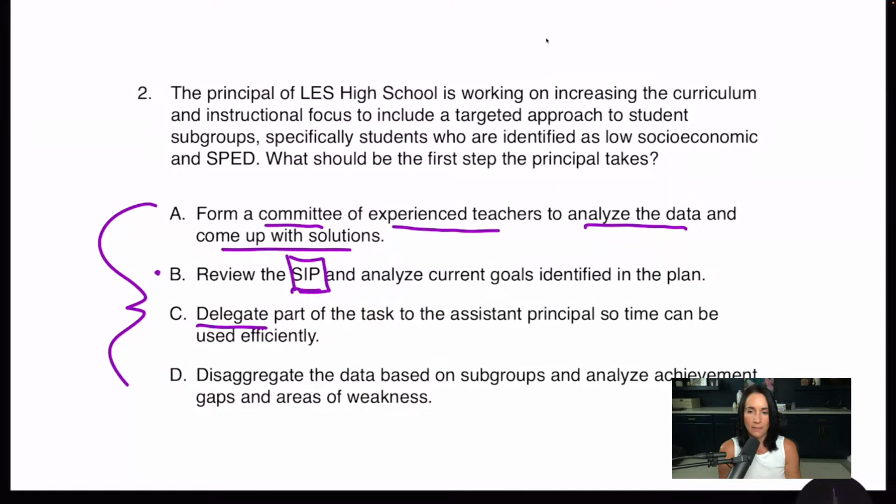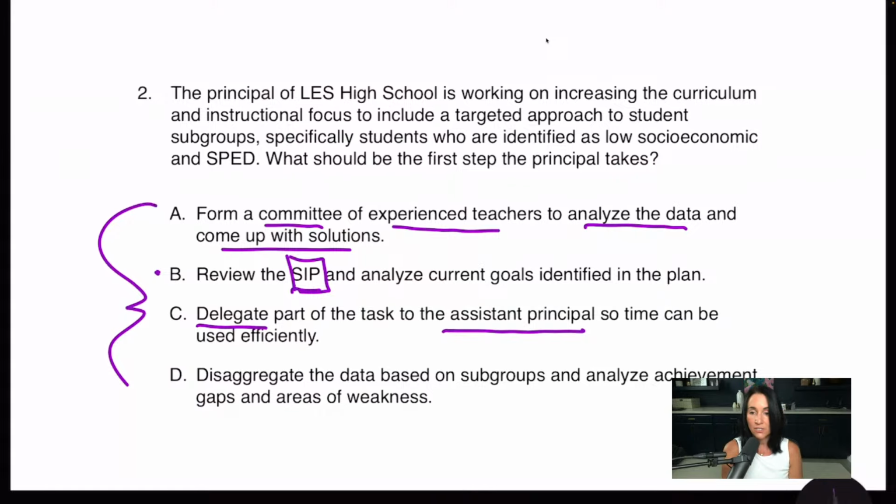Delegation shouldn't just be, hey, I'm busy, can you take this? Even though in the real world it is that I'm overwhelmed, can you take this task from me? But on this test, we're typically not delegating to other assistant principals. We want to delegate to teachers, but in a very mindful way. So I'm going to cross off C and D.